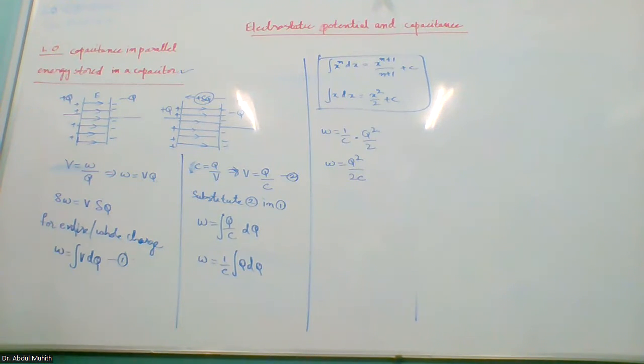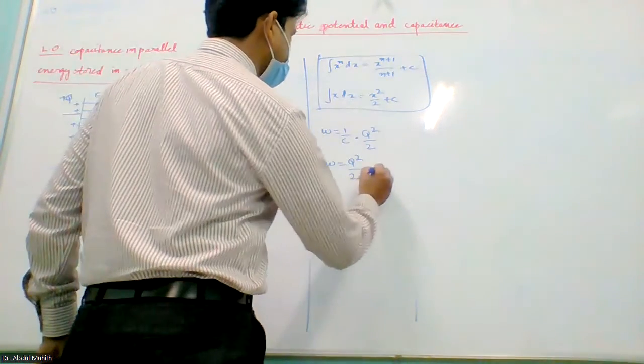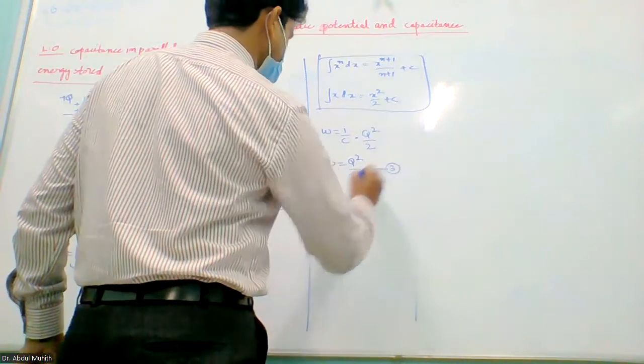So I don't want to write it for a small amount of charge. 0 to q I am writing, so it will be the same. That's what I mentioned for the entire or whole charge. Now, this is the third equation.